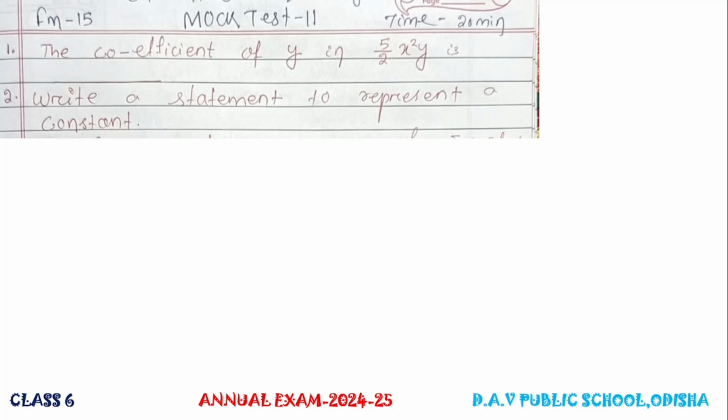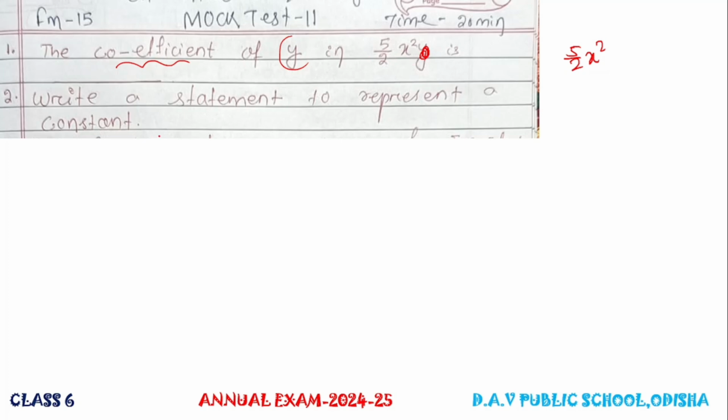First question, number 1. The coefficient of y in 5 by 2 x square y. So we write the answer: if it asks for the coefficient, not the numerical coefficient, we write everything except y, that is 5 by 2 x square. Because the question is to find the coefficient of y. If the question asks to find the coefficient of x square, then we write everything except x square, that is 5 by 2 y. Understand?